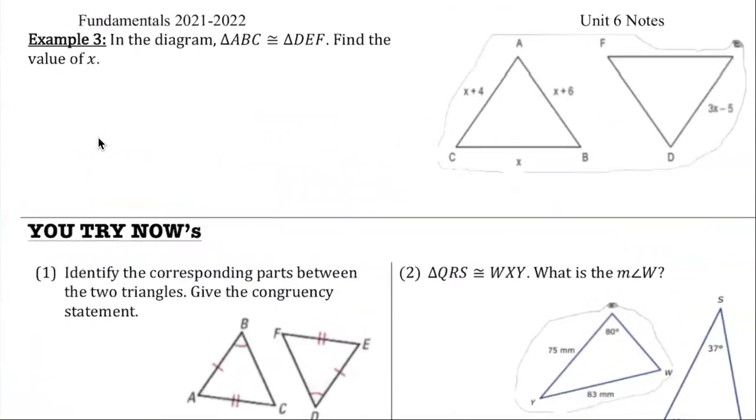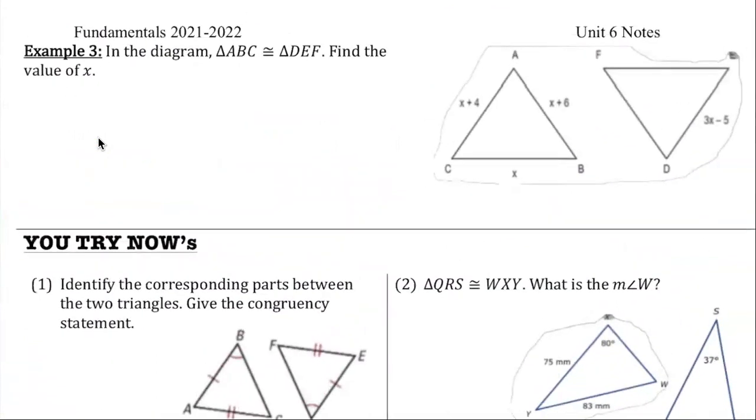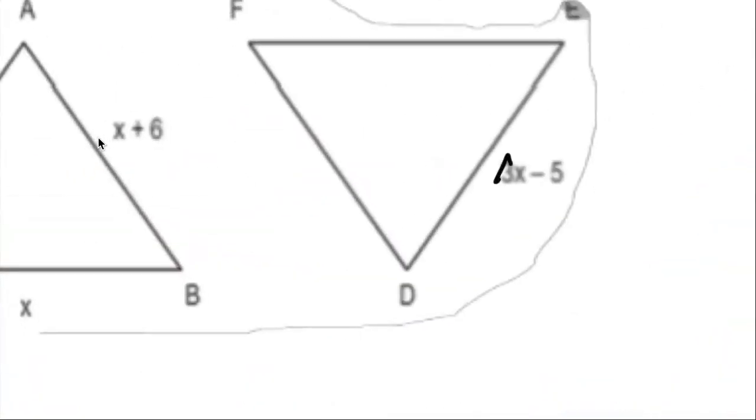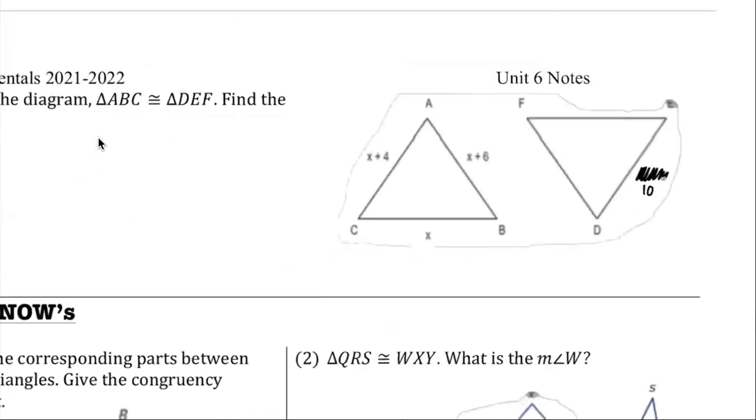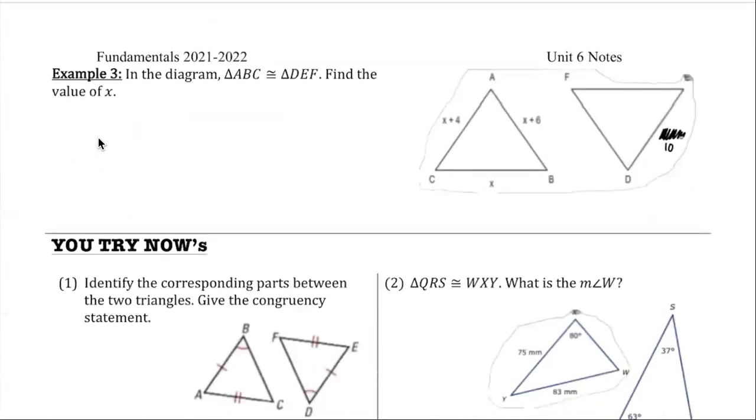If you flip it over to the back page, there is one change I'm going to have you make as of this moment. If you could please change this part of the diagram over here. It says 3x minus 5, but I'm going to have you cross this out and please put a 10 in its place. Okay. But let's read this. Let's see what we're doing.